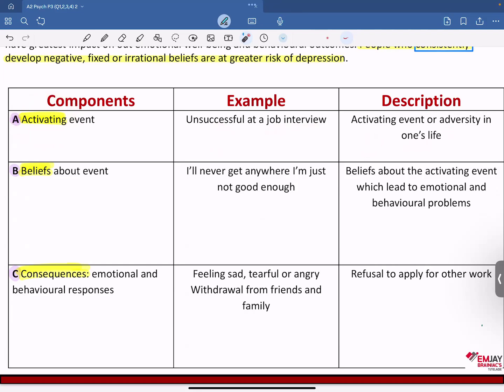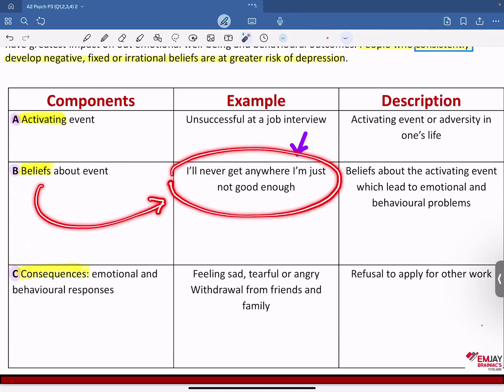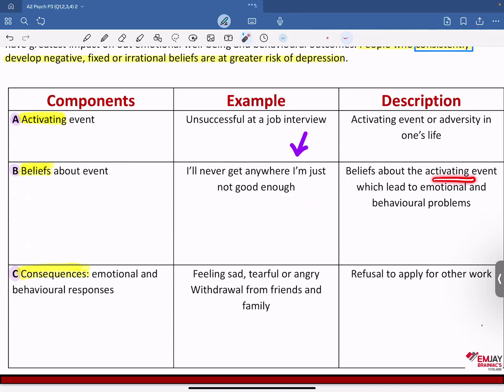B over here, if this individual who has had an unsuccessful job interview now believes that I'll never get anywhere. I'm just not good enough. So when someone starts believing like this, that is the B part, the belief that you carry. The beliefs about the activating event which lead to emotional and behavioral problems. And C, what is the consequence now? Feeling sad, tearful, or angry, withdrawal from friends and family, right?